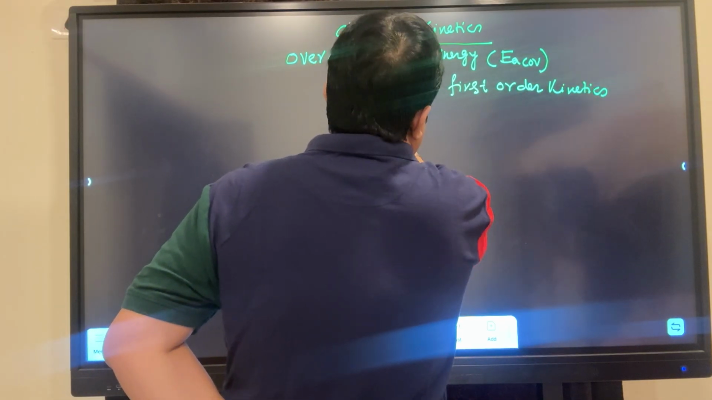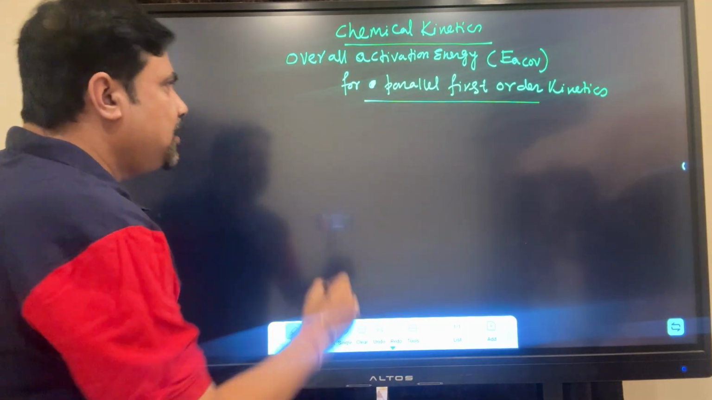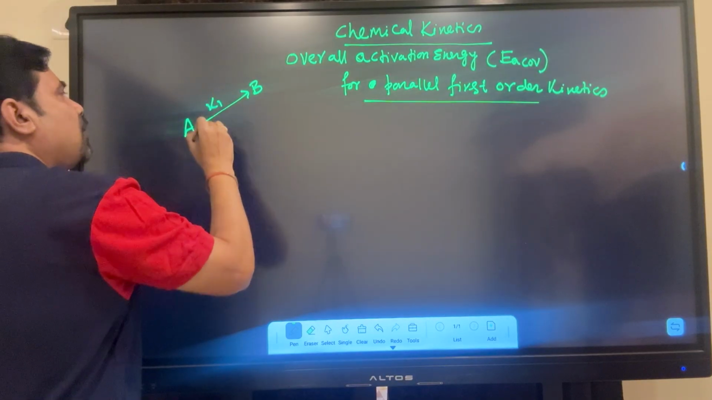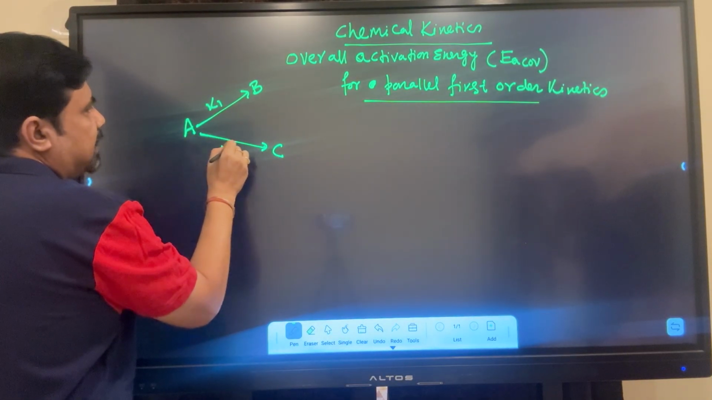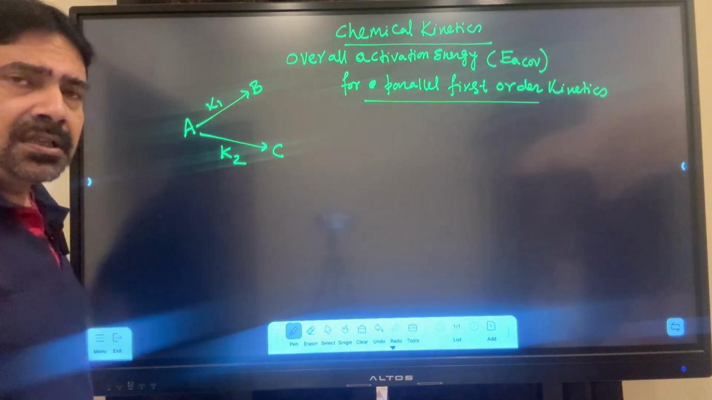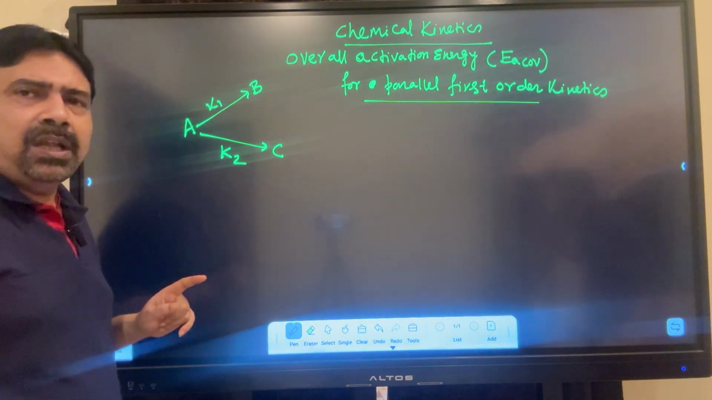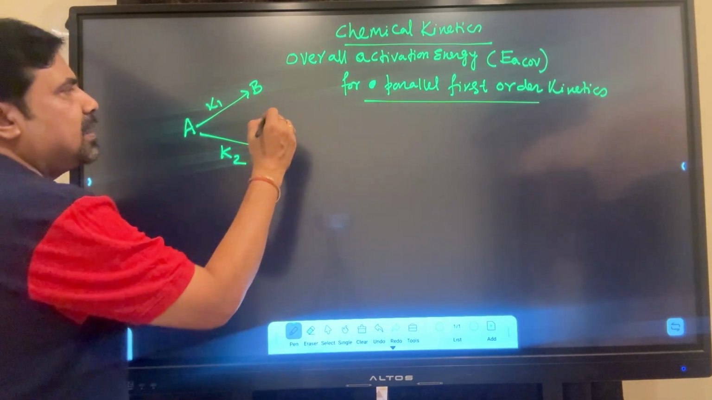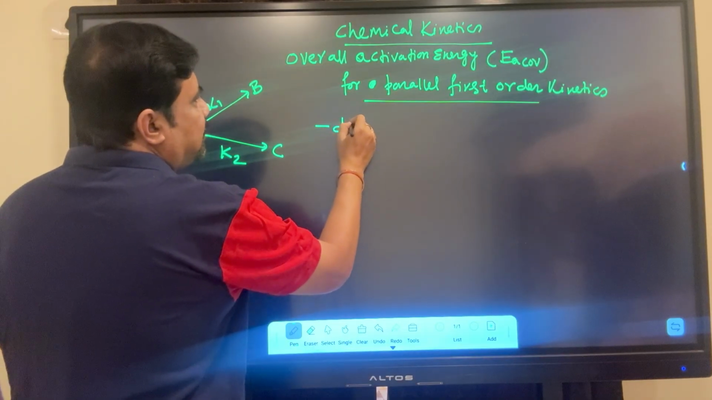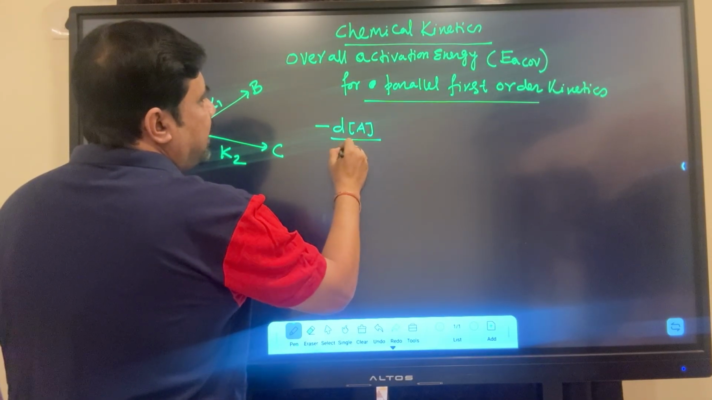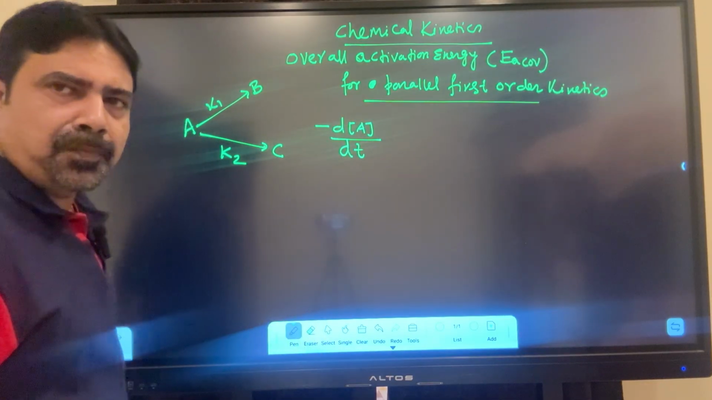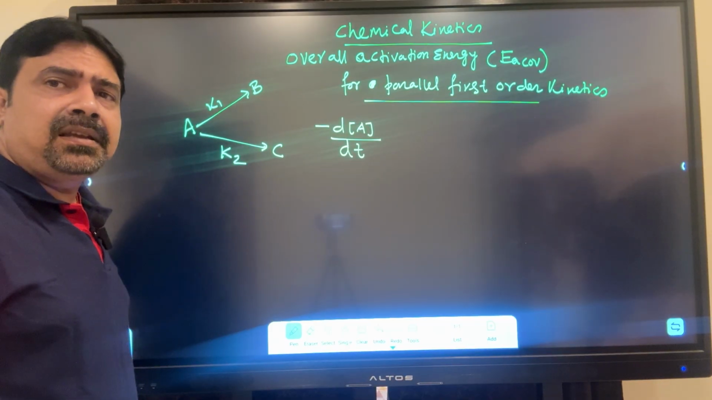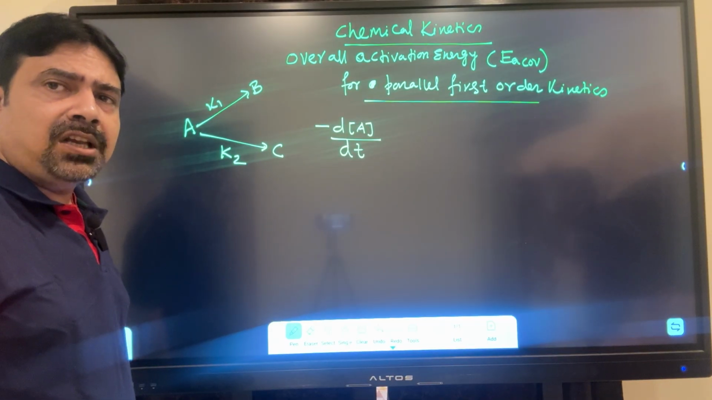Now, let us look at what parallel reactions are. If you look at the parallel reaction, A is converting to B with a rate constant K1 and A is converting simultaneously to C with a rate constant K2. Both are first order reactions. Then I can write the rate of disappearance of A, minus dA by dt, the change of concentration of A with respect to time. As the stoichiometric coefficient is 1, the rate of disappearance of A will be the overall rate of the reaction.